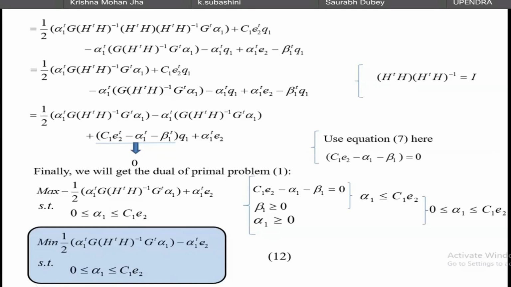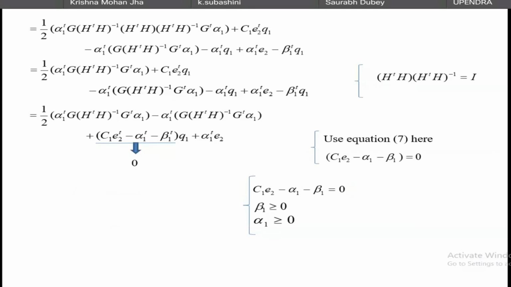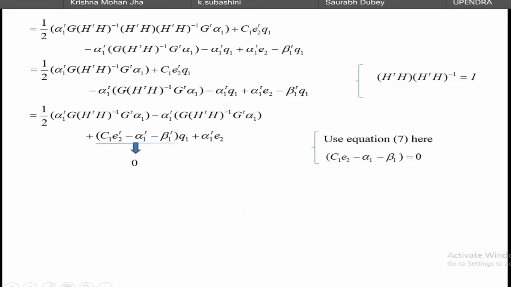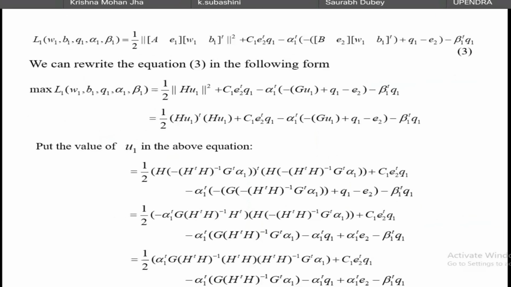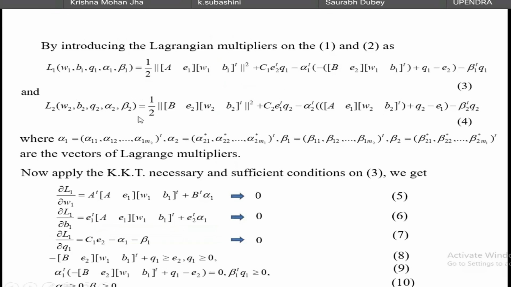The other problem is nothing but we have another hyperplane equation. So for that, again we will apply the KKT conditions on the L2 Lagrangian function. So with respect to this, I wanted to put the L2 function here. L2 is defined by this one. So this is your function.